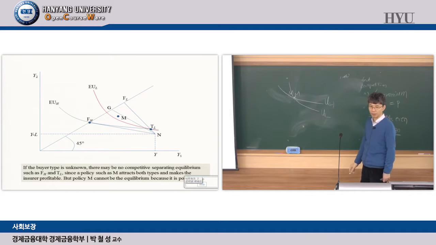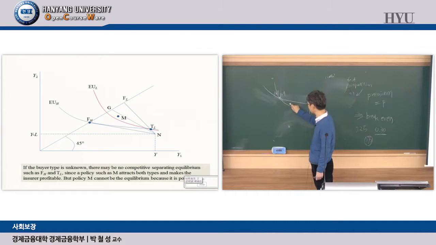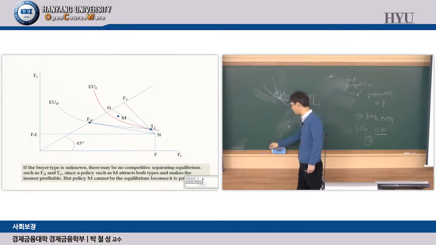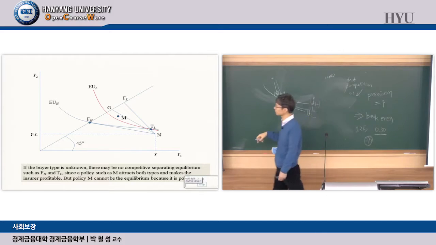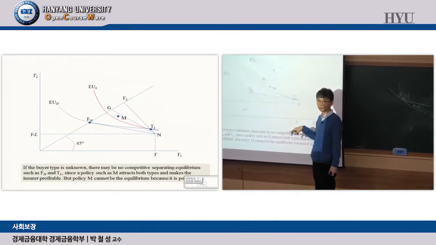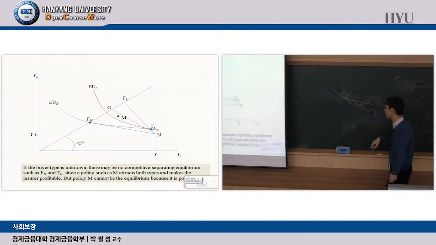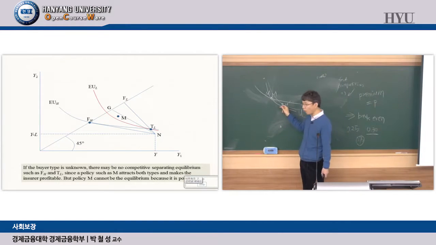If there is another company that sells a plan something like M prime, then M prime obviously will attract only the low risk types, not the high risk type, and then they can make profit. But before M prime, in the policy M, they can also have profit. But the thing is, there's always a way of disrupting this M. So the economy will not stay at M.